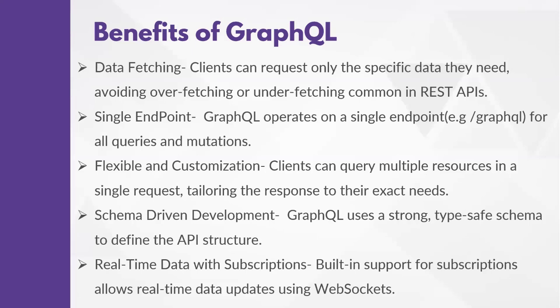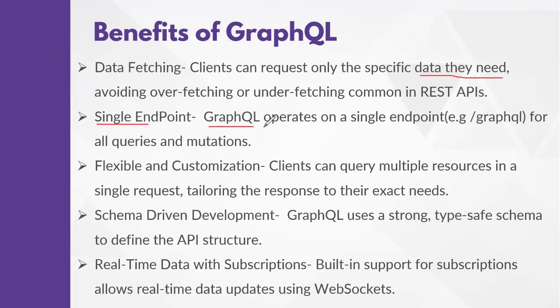So now the next is the benefits of GraphQL. The first is data fetching, and the client can request only the specific data they need, avoiding overfetching or underfetching common in REST APIs. So in REST API, it is very common that when we query the data, we get all the information, even though that much information is not required. But in GraphQL, we can request only the specific data that will be needed.